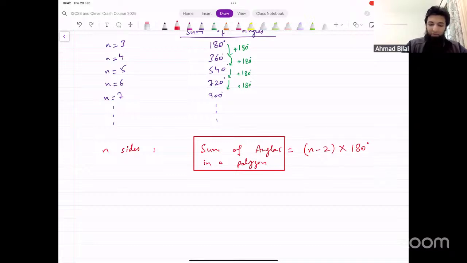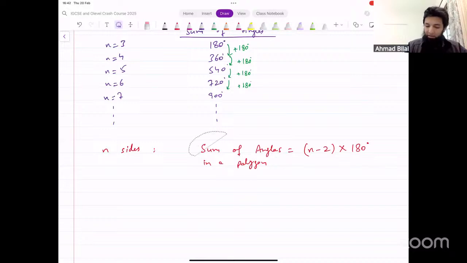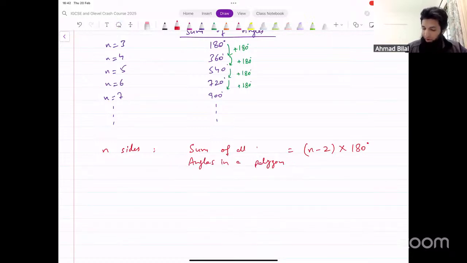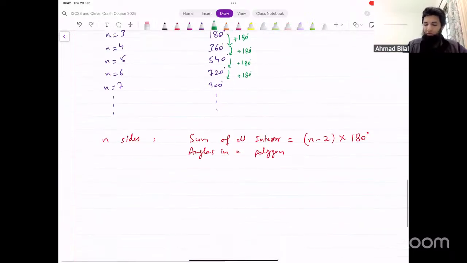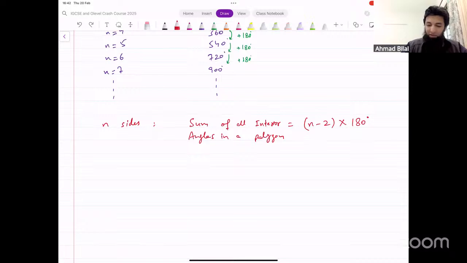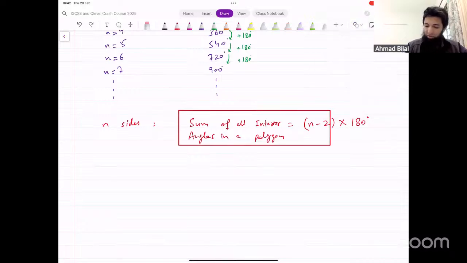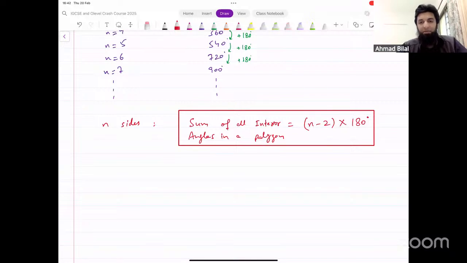Now, which angles are we talking about, by the way? We're talking about interior angles. Okay, so let's be more specific here. We're talking about the sum of all interior angles in a polygon. So basically these angles, the ones in green, if you add all of them up in a pentagon, for instance, you can find the sum of angles using this formula. It's going to be n minus 2 times 180. Sum of all interior angles in a polygon is given by n minus 2 times 180.